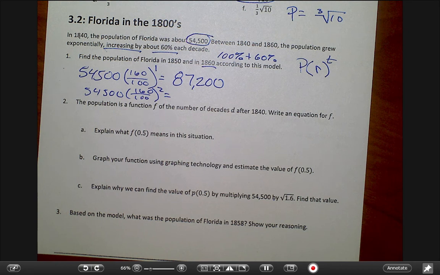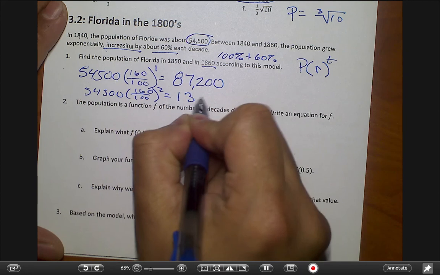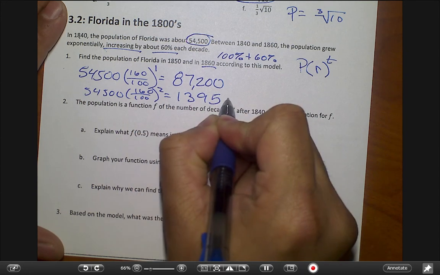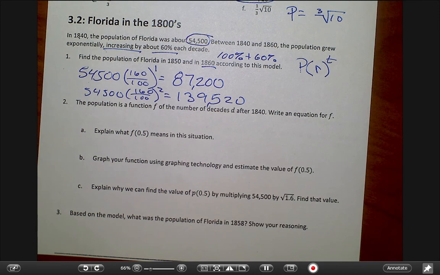All right, and let's see. Desiree, what do you have for this value? 39,000. 5 what? 20. There we go. That's a lot of people, right? I know, right? Florida man, over the course of 20 years.